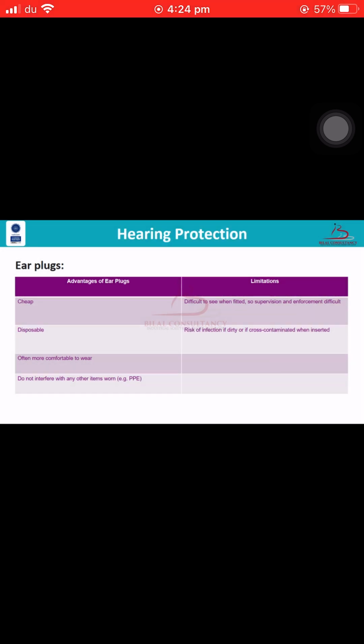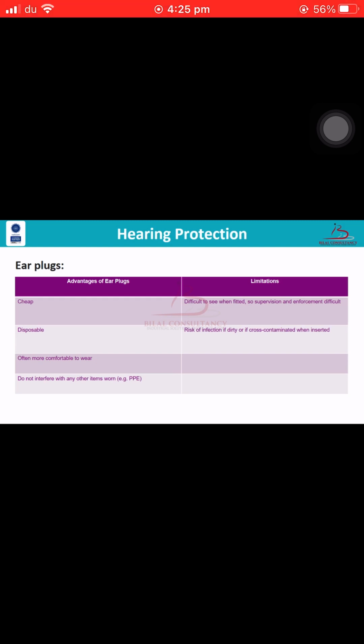So the second limitation is risk of infection. For example, if one worker is wearing earplugs and another worker comes and demands to wear the earplugs of that worker, obviously there is a chance of risk of infection, especially in today's time when there are so many infectious viruses in our world. For example, COVID, we avoid using these types of PPE which can cross contaminate.